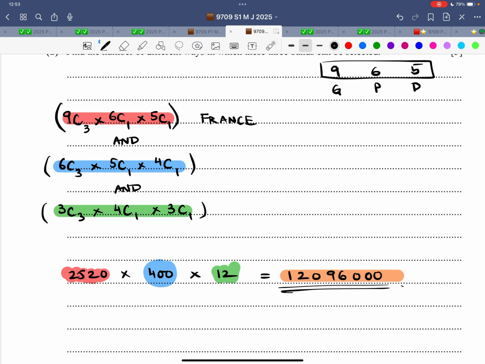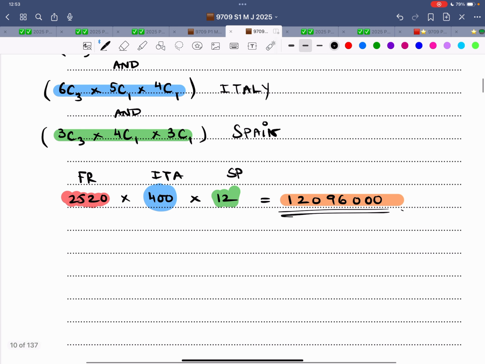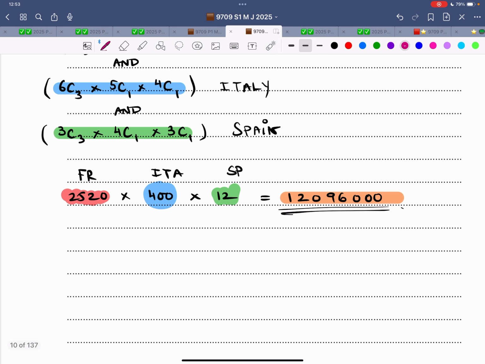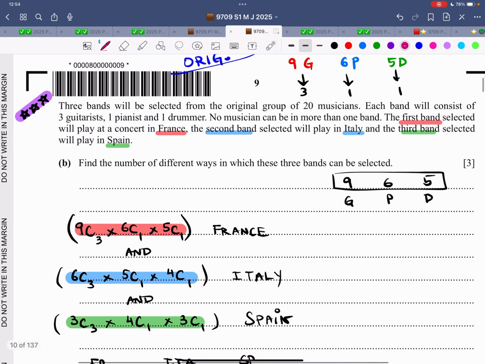This answer, I think this is of the second country, that's Italy, and the third country, that is Spain. So now this is for France and Italy and Spain. So that is how the concept of and is there. So we would multiply, and we get this very big value, which is an exact number. Do not round off. Got the idea? So now this thing is done and dusted.